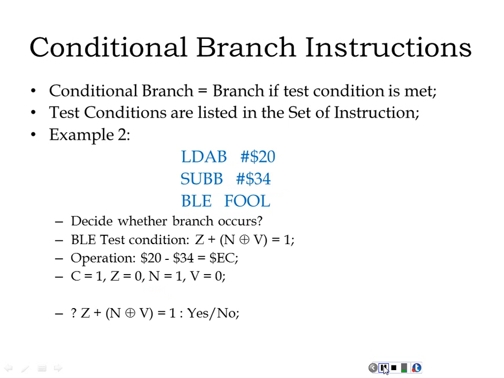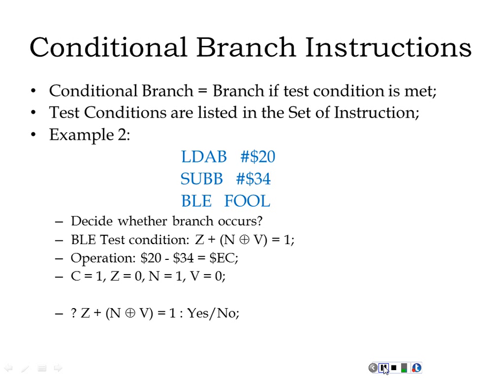Let's look at the next example. I have still the same lines; we just changed the branch here. Not the same line, because it's a subtraction here. So this time the branch is BLE. Let's look at BLE in the set of instructions, and look at column 3. In column 3, you will see the BLE test condition, which is already given there. It's a little bit more than what we have seen before, because it's Z plus N exclusive OR V.